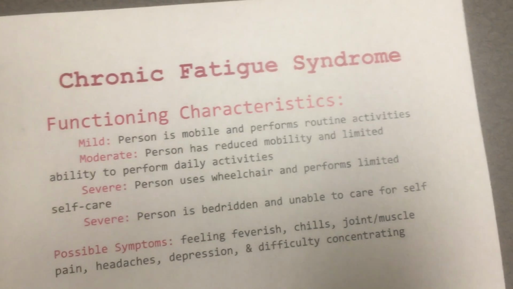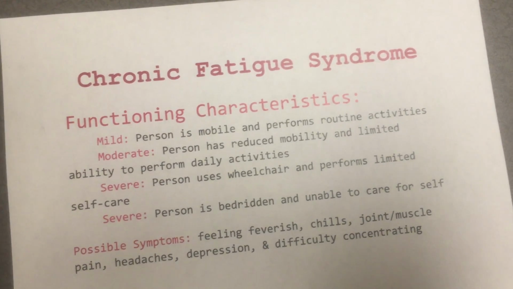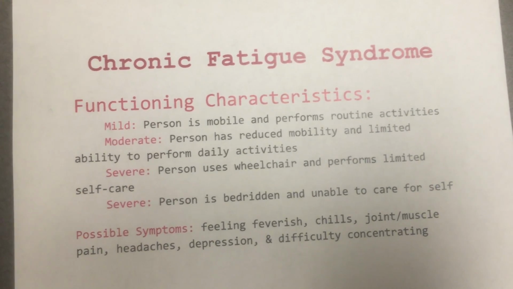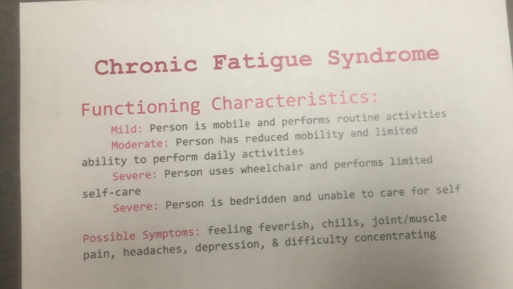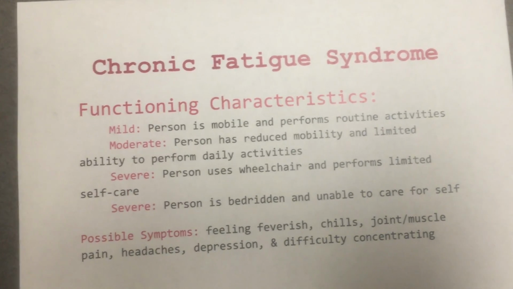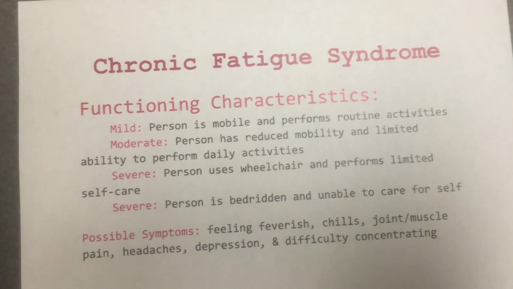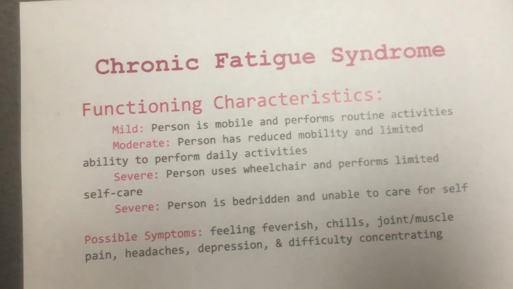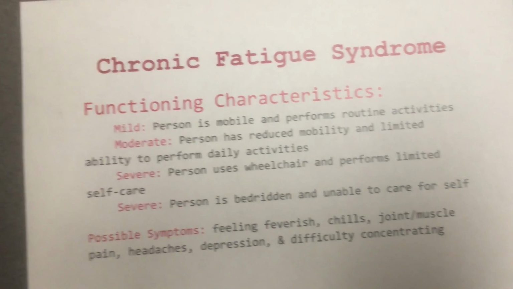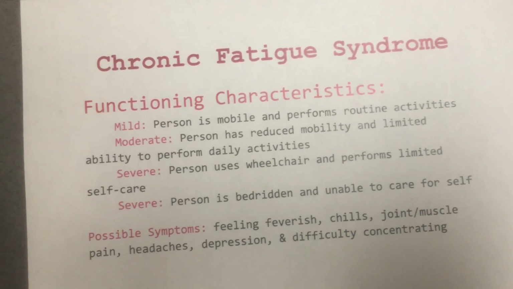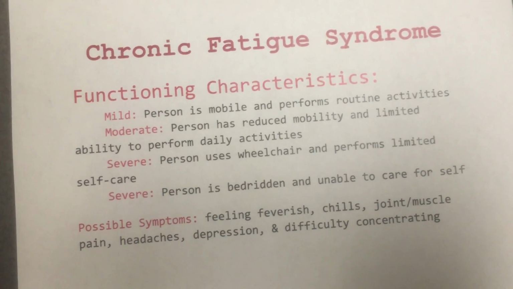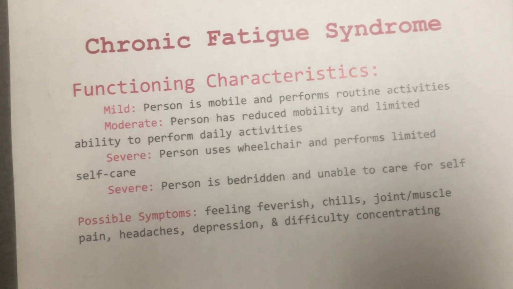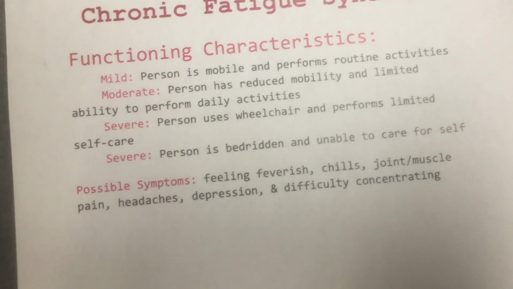Next, we have chronic fatigue syndrome. These have various functioning characteristics as well that range from mild to two different severe levels. At the lowest level, the person's mobile and can do normal things. But as the impairment becomes more severe, the client might have to use a wheelchair or might be bedridden. Some possible symptoms that could be experienced by your clients are feelings of fever or chills, and they also might have headaches, depression, and difficulty concentrating.